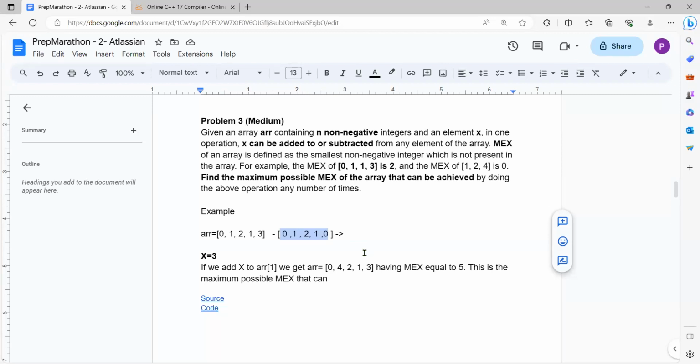In one operation, you know what you have to do. If x value is 3, you can add it to any number or subtract it from any number of the array. And you can perform that operation any number of times. Now just looking at this array, what is the maximum MEX that is possible? Don't get scared with the name MEX. MEX is the first value which is missing. You start from 0 and you keep incrementing. 0 is present, okay. 1 is present, okay. 2 is present, okay. 3, oh, 3 is not present. So 3 is MEX.